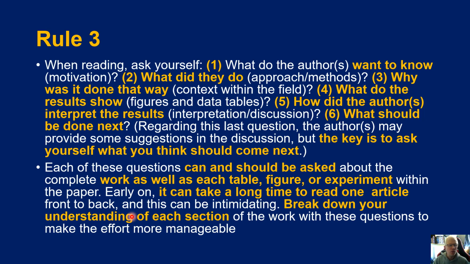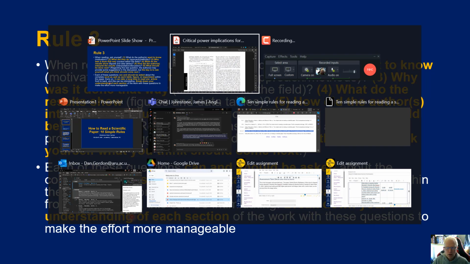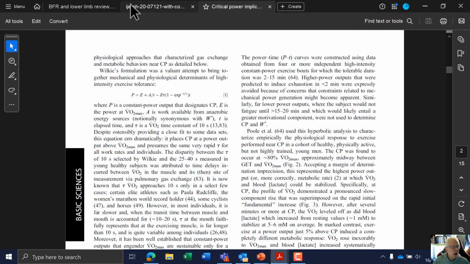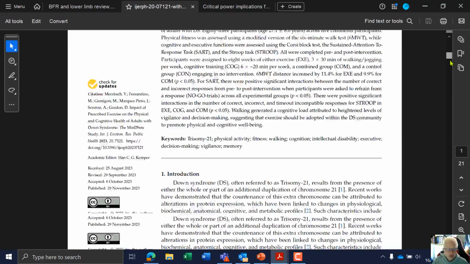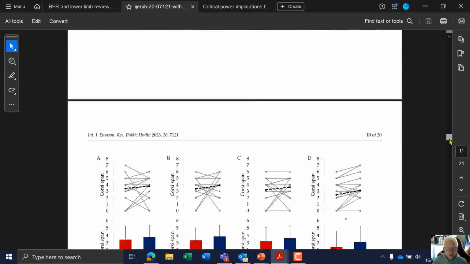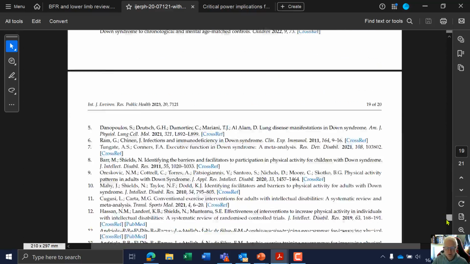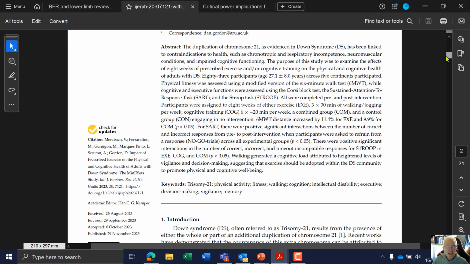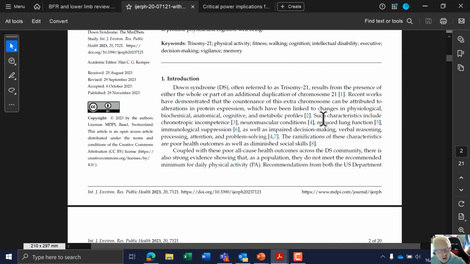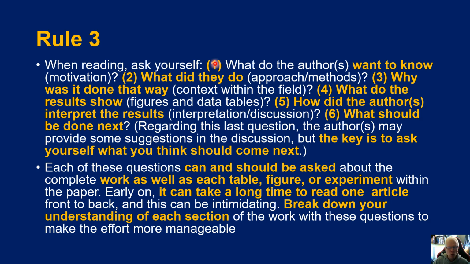So let me give you an example. Let's take this paper here. So you've been asked to review this paper. It's a really long paper. I mean, look, there are pages and pages and pages of information here, right? You've been asked to read it. So what you should do is break it down in relation to the rules. So let's go back to our rules. Rule 1, what did the authors want to know?